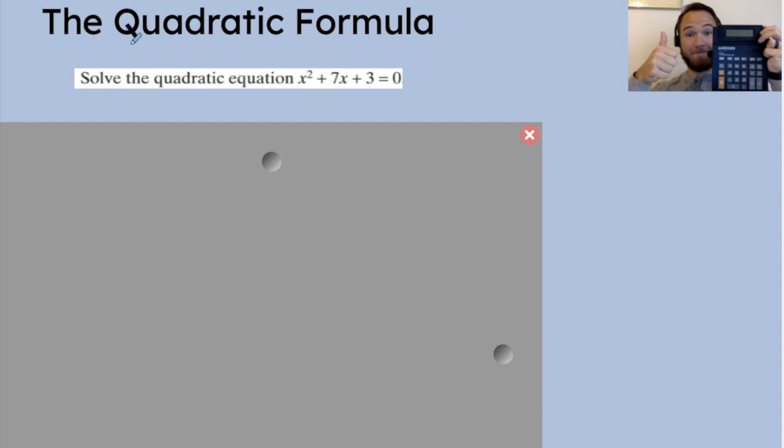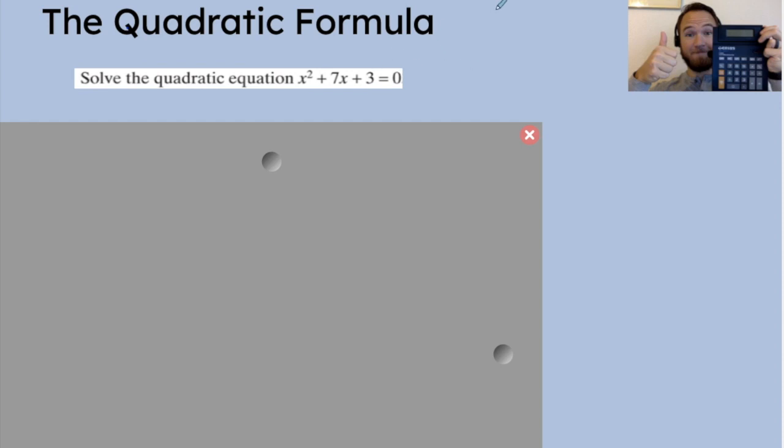Okay, so we're going to talk about the quadratic formula. Before we do that, I want you to try to factorize this equation. So I want you to try to figure out what thing multiplies to 3 and adds to 7. Can you think of anything?